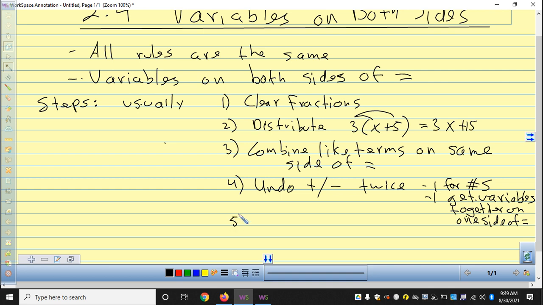And then our last step is undo multiplication and division. So we still have the same 5 steps, and we've listed these 5 steps for a couple of times now. But to deal with the variables, we just need to undo addition or subtraction to get all the variables together on one side of the equal sign. All right, so we're good with our steps. So I just want to go through a few examples.